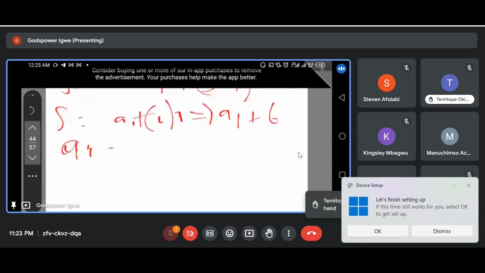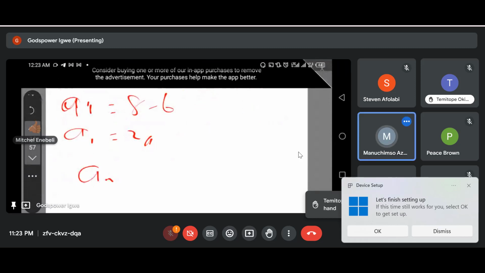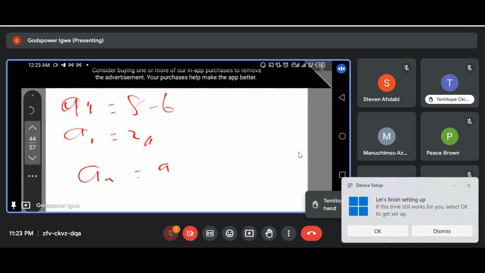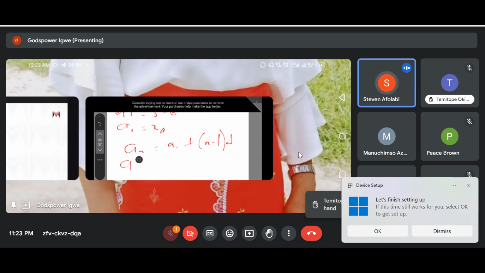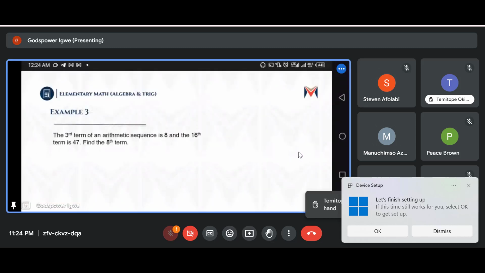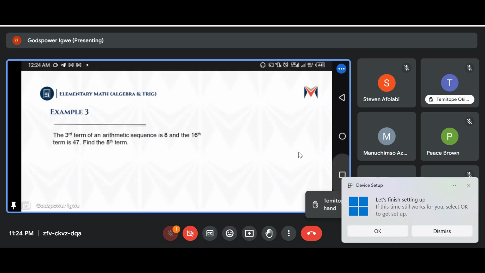A1 is equal to 8 minus 6, so a1 is equal to 2. So we've gotten our a1 to be 2. Now we can find the eighth term. a_n is equal to a1 plus (n minus 1)d. What term did they say we should find now? The 8th. Find the eighth term.